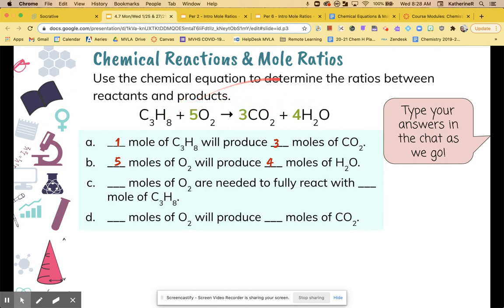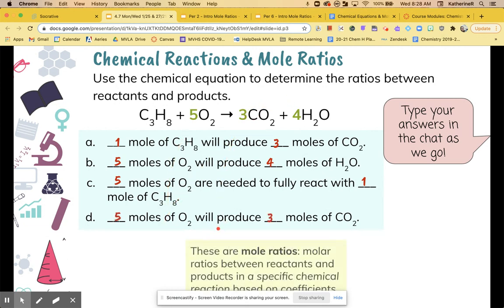They don't have to be a reactant to a product relationship. So I'm going to need 5 moles of O2 to fully react with 1 mole of C3H8. And for our last one, looking at moles, 5 moles of O2 will produce 3 moles of CO2. Okay, so these are mole ratios. They're molar ratios between reactants and products in a specific chemical reaction based on coefficients.